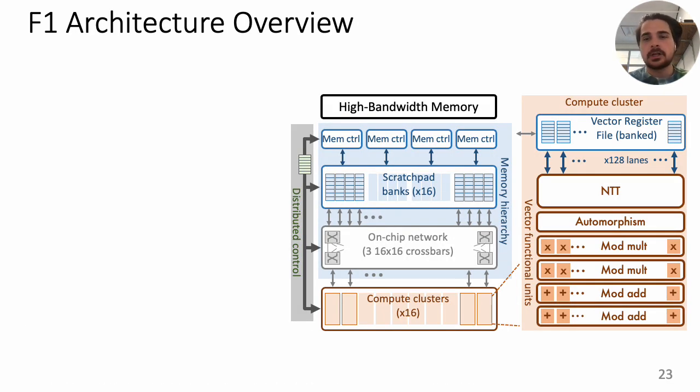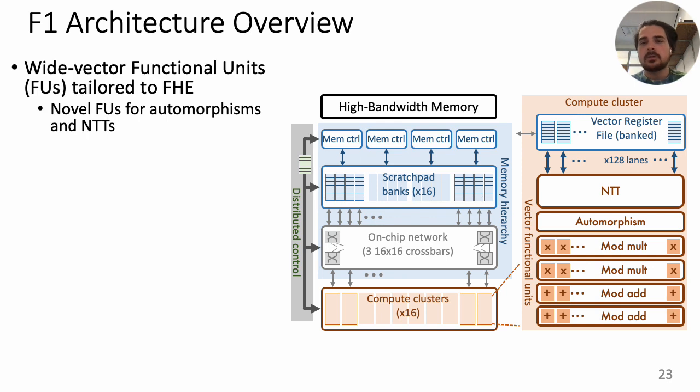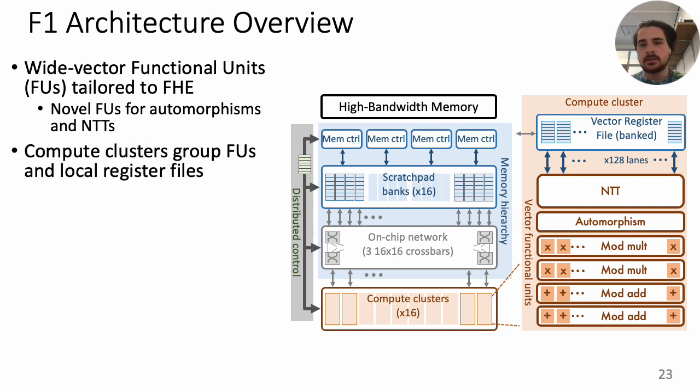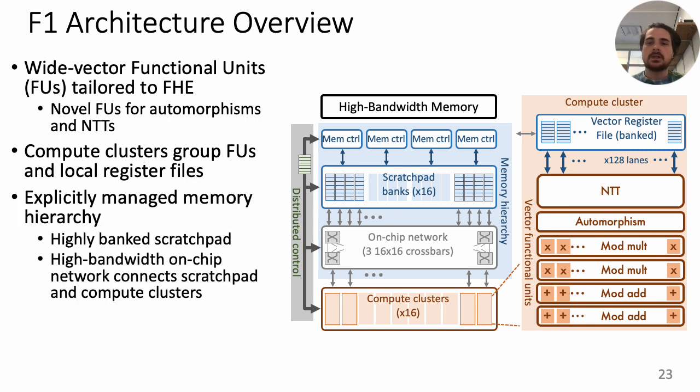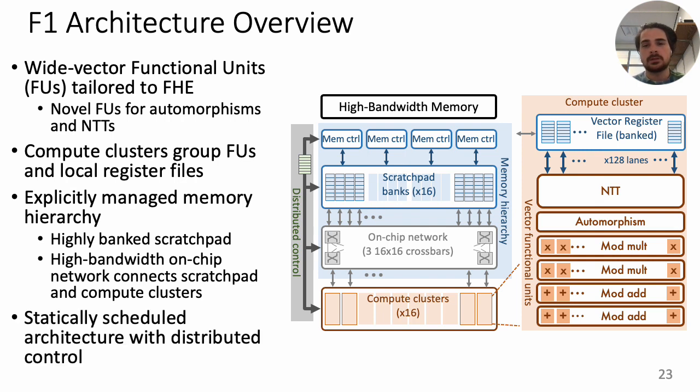And here is F1's architecture. F1 supports wide vector functional units tailored to FHE, including novel functional units for automorphisms and NTTs. Functional units and register files are grouped into 16 compute clusters. F1 includes an explicitly managed memory hierarchy with a highly banked scratchpad. A high bandwidth on-chip network is used to connect the scratchpad and compute clusters. Instructions are scheduled statically with distributed control flow.